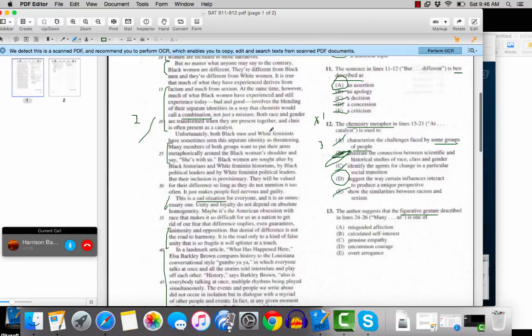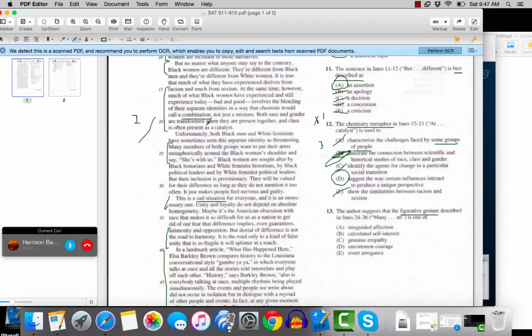Unfortunately, both black men and white feminists have sometimes seen this separate identity as threatening. Let's just imagine for a second, black men on one side and white feminists on another side, and they're being threatened in the middle by black women. Many members of both groups want to put their arms metaphorically around the black woman's shoulder and say, she's with us.